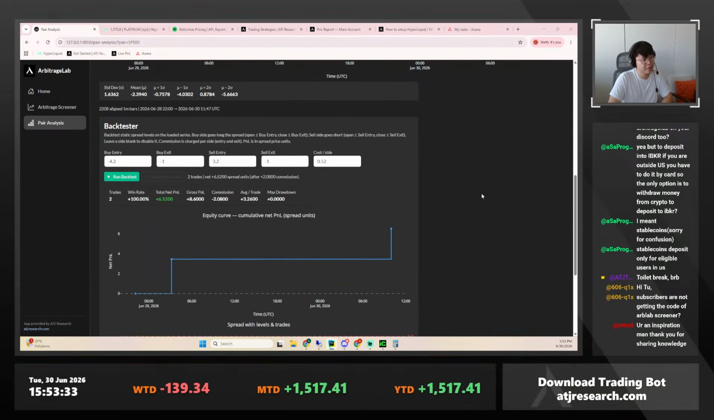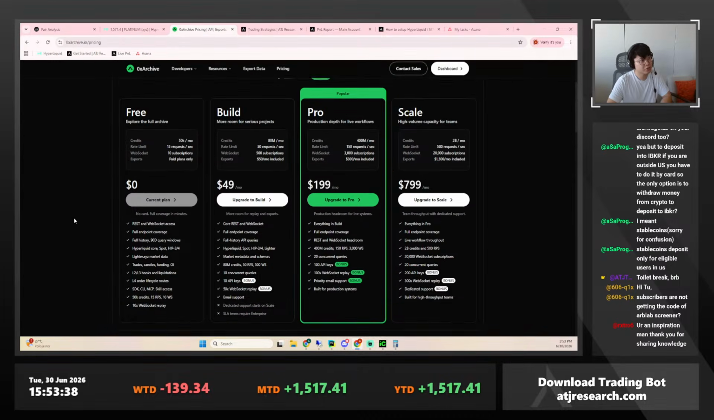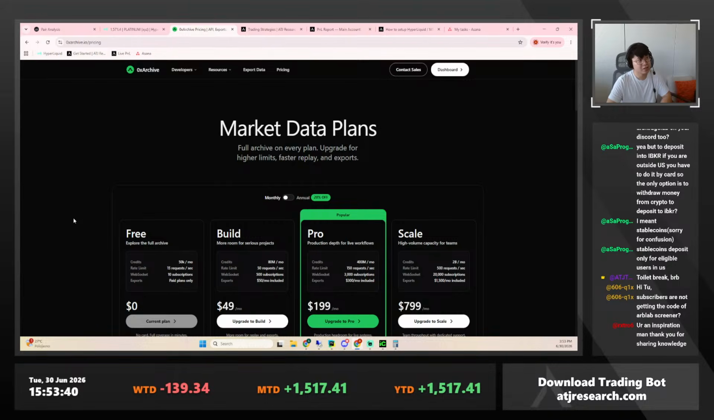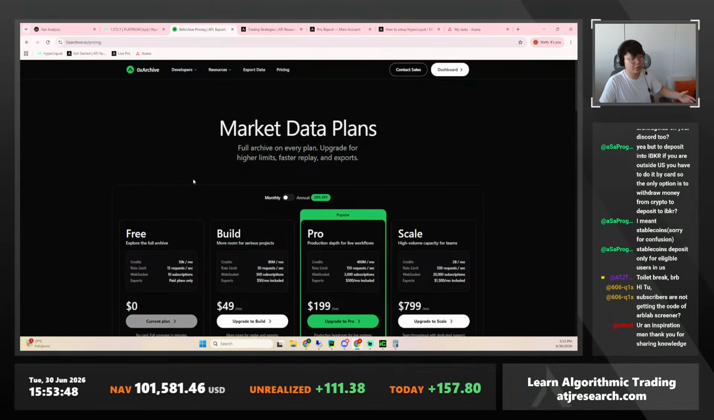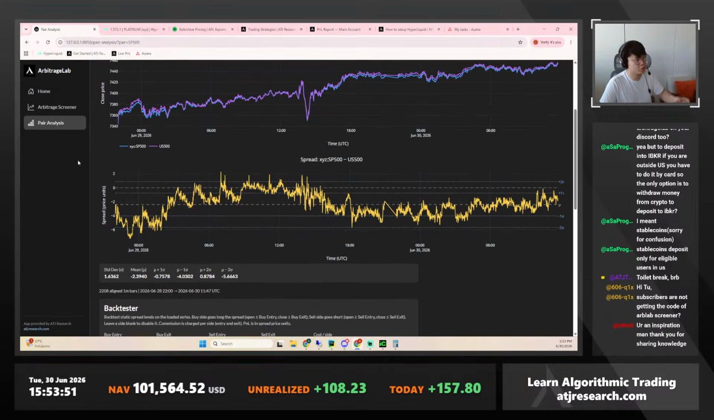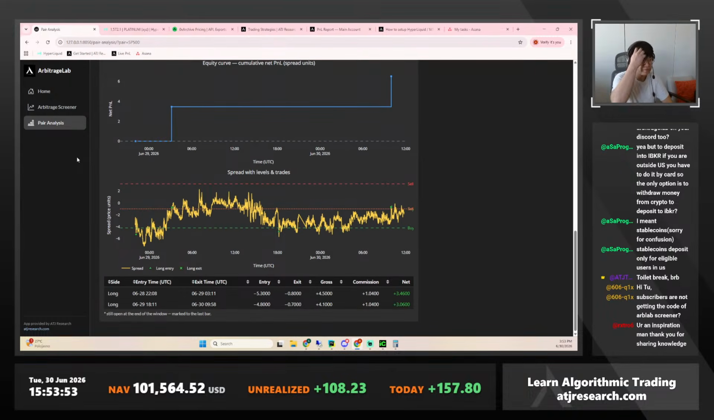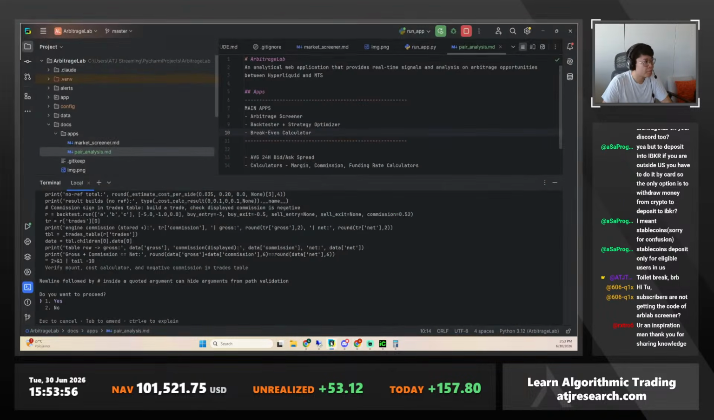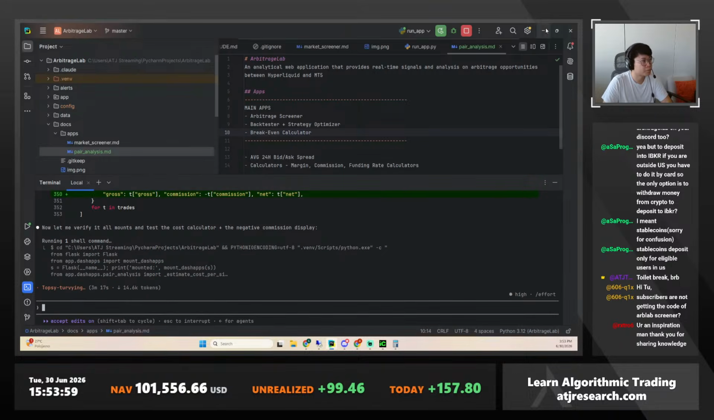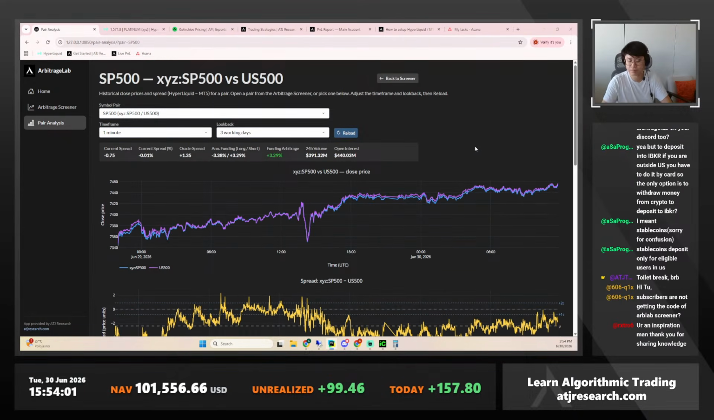Right now we're still using the Hyperliquid direct API connection. So tomorrow and the day after, we're going to work on a different backend system that uses 0x archive, and we're going to create our own database that's going to provide data to Arbitrage Lab. And then we can work on the visual styling.